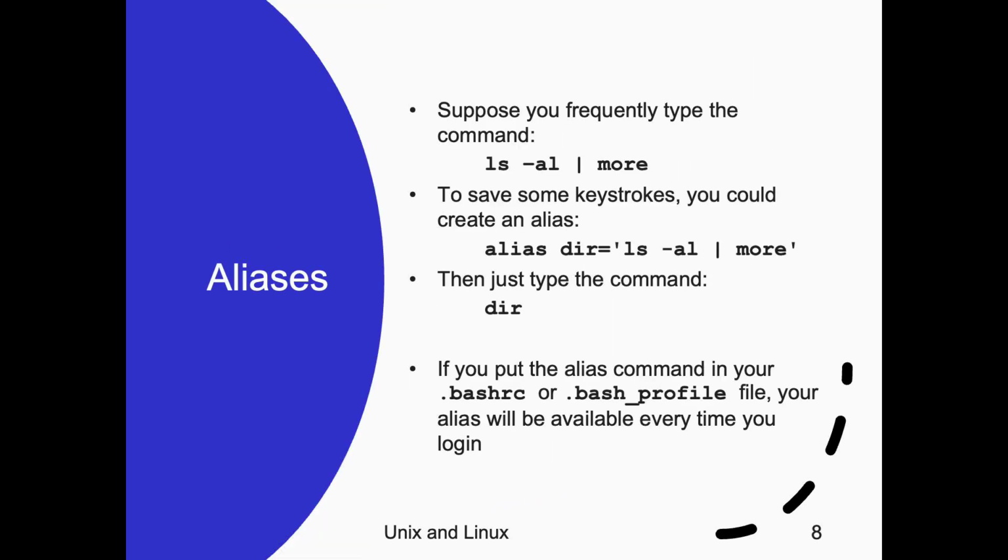Now we've got something called an alias. To save keystrokes on commands you use frequently, you'll want to use an alias. For instance, if you often type ls -al with the pipe operator and more, you can create an alias by typing this underlined part here. And now you've made an alias where you can just type dir and run that same command. If you add this to your .bashrc or .bash_profile file, it will be available every time that you log in.